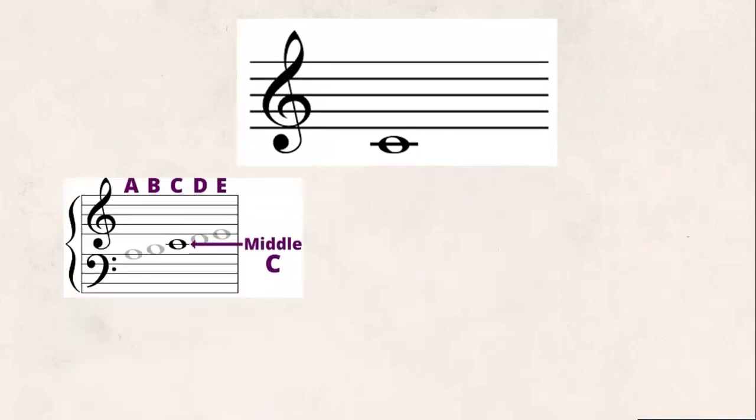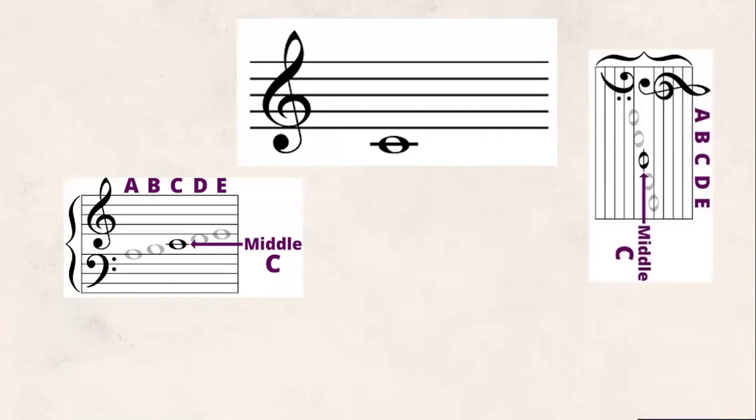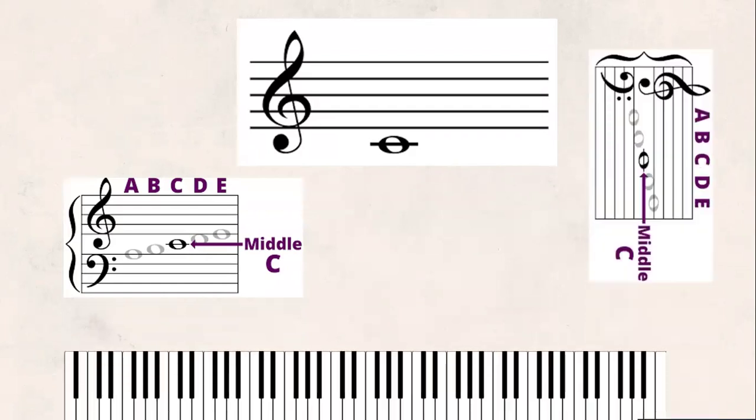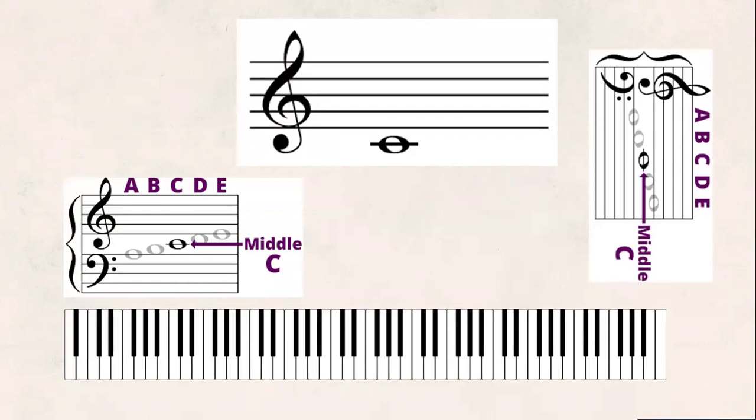This is the middle C. You can find it just right under the last line in the treble clef. It's also found in the middle of the grand staff. Being in the middle, it shows us that this note represents the key in the middle of the piano, which is the middle C.